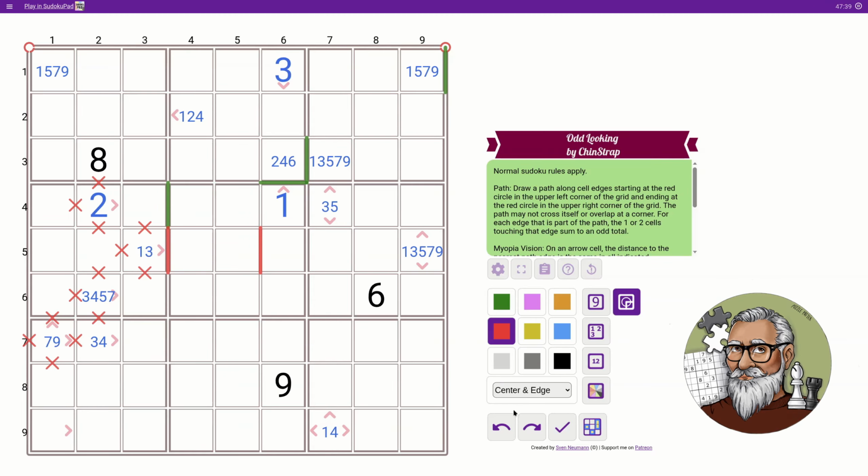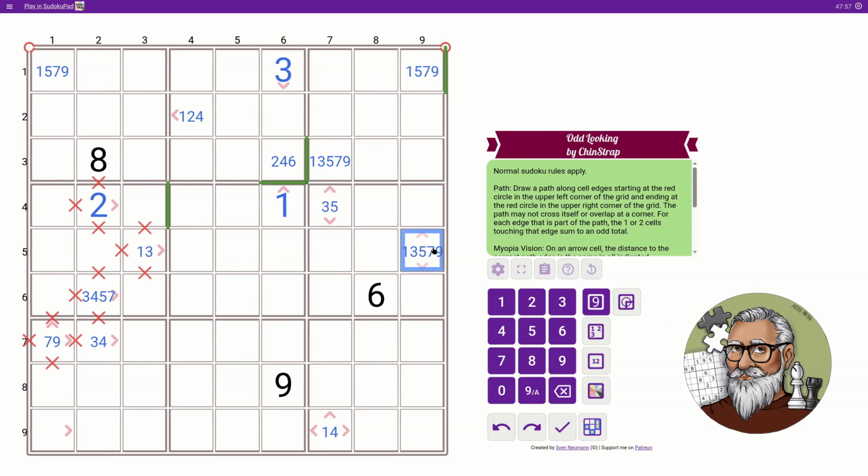Yeah, I guess those I can't eliminate. Oh, hold on. This is not 9 anymore, right? Because it would require this one to have two connections. That's not allowed. So that one isn't 9. Okay, progress.